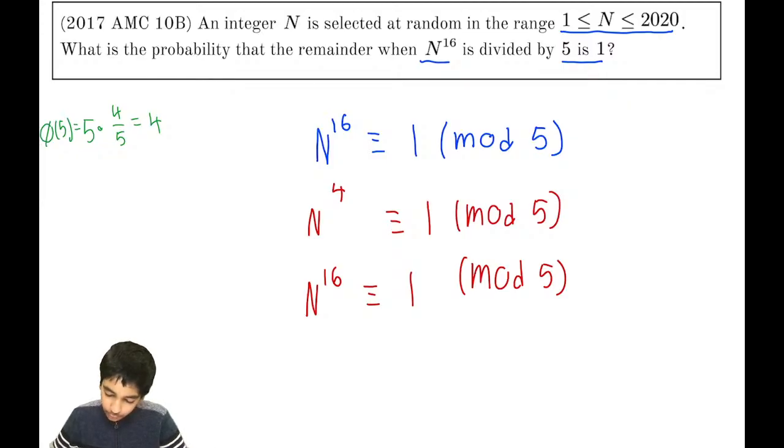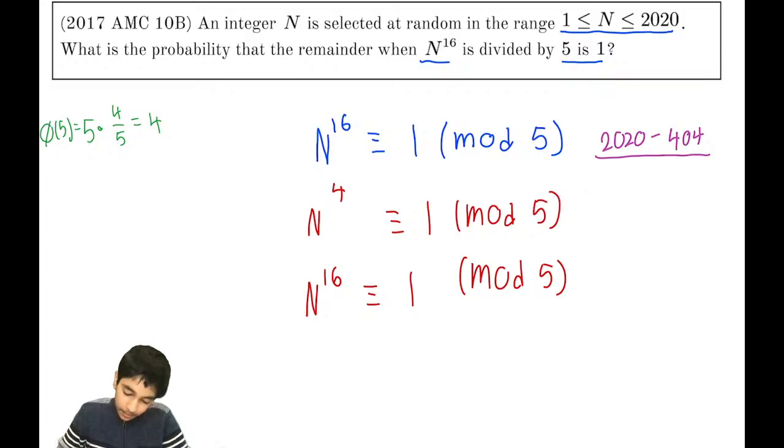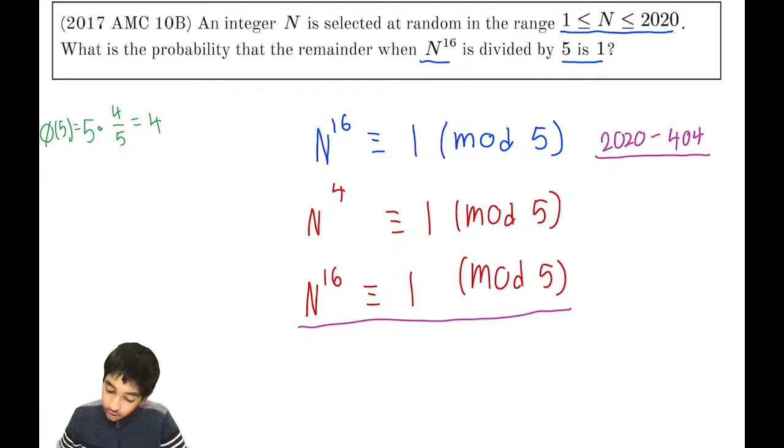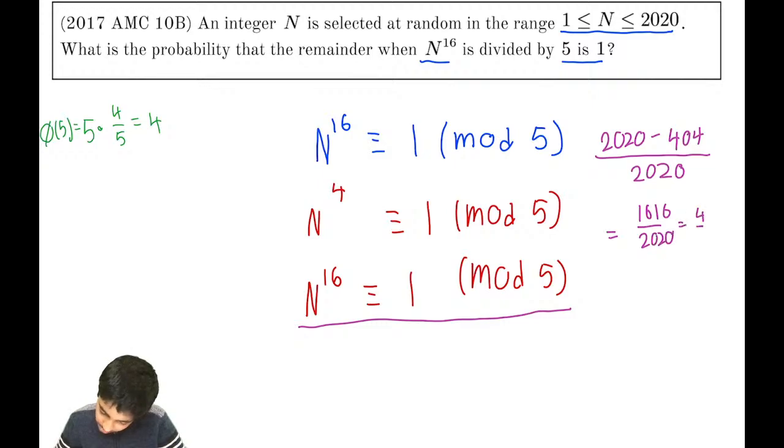So from here, it's pretty straightforward problem. There's 2020 numbers from 1 to n. 404 of those numbers are multiples of 5. So the probability of picking a number that will have this equation be true is just going to be 2020 minus 404, because if it's a multiple of 5, then it won't work, divided by 2020, which is 1616 over 2020, or 4/5. Which is the answer for this problem.